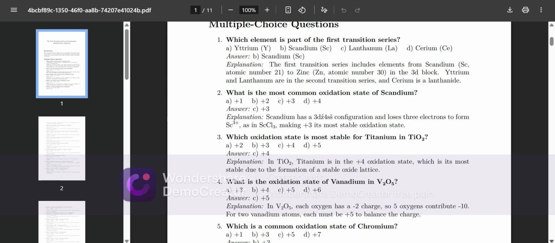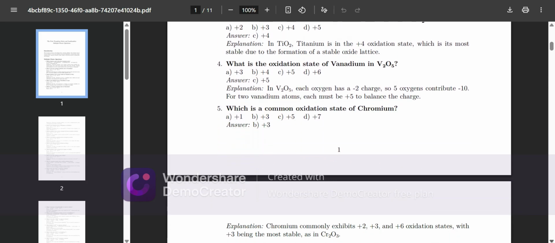Which oxidation state is most stable for titanium in TiO2? Plus 4. In TiO2, titanium is in the plus 4 oxidation state, which is its most stable due to the formation of a stable oxide lattice. What is the oxidation state of vanadium in V2O5? Plus 5. In V2O5 each oxygen has a minus 2 charge, so 5 oxygens contribute minus 10. For two vanadium atoms it must be plus 5 to balance the charge.